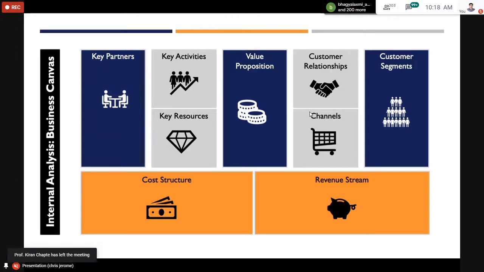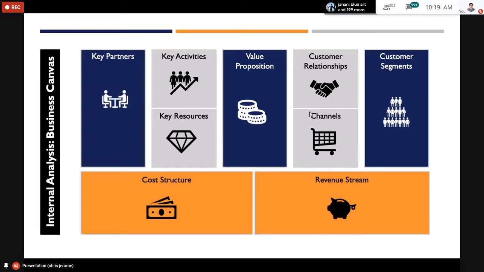A value proposition, identifying why a customer would come to that business versus the others. What is their unique selling proposition? Listing that out quite clearly. Customer relationships. How does the company communicate with the customer? What channels is the company using? Is it just doing it online or is it directly interacting with the customers through a sales force? Listing all of that is key.